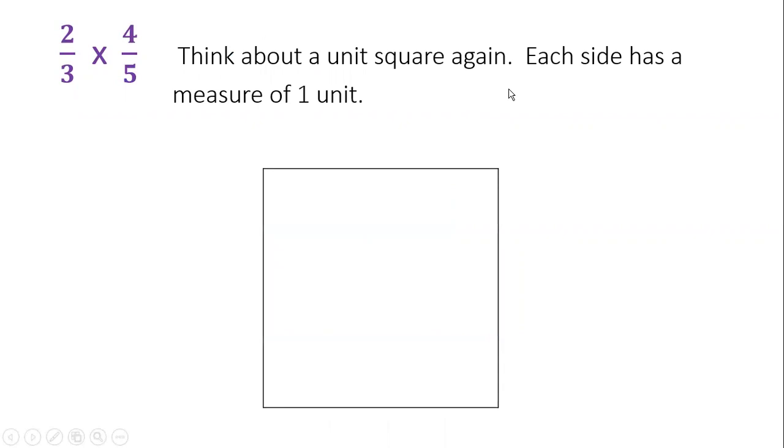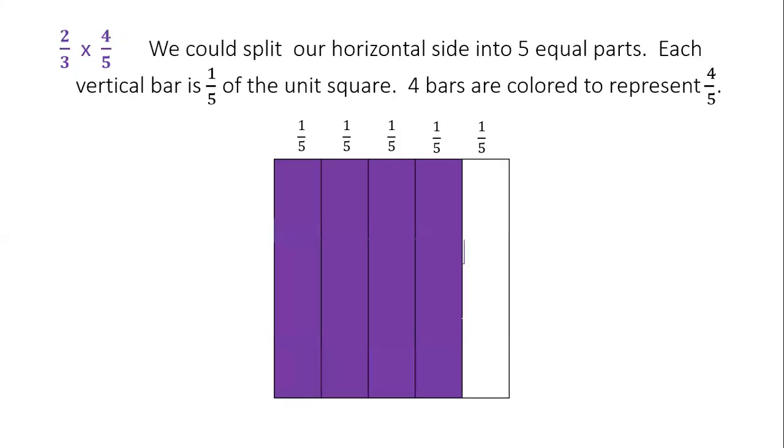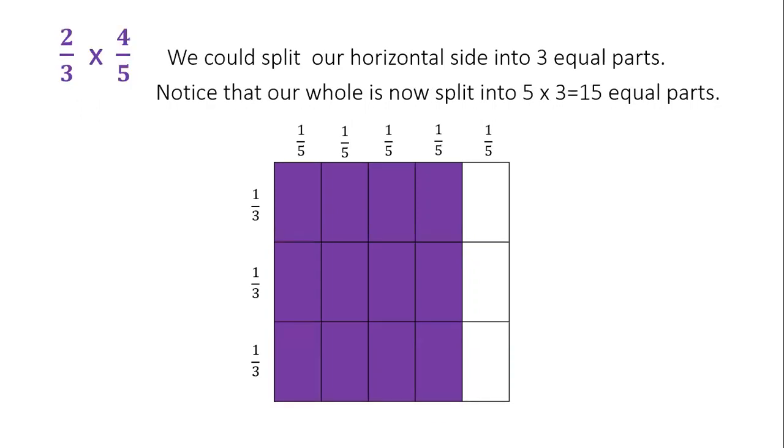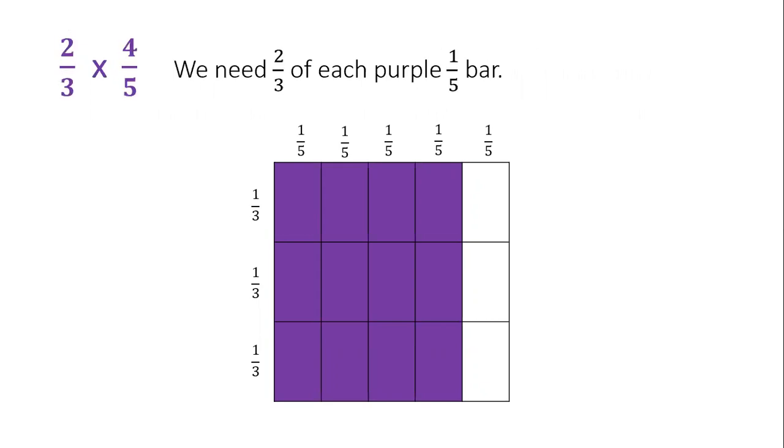Think about a unit square again. And still, each side has a measure of 1 unit. This time we're going to multiply 2/3 times 4/5. We could split our horizontal side into 5 equal parts. Each vertical bar is 1/5 of the unit square. 4 bars are colored to represent 4/5. We could split our vertical side into 3 equal parts. Notice that our whole is now split into 5 times 3 or 15 equal parts.